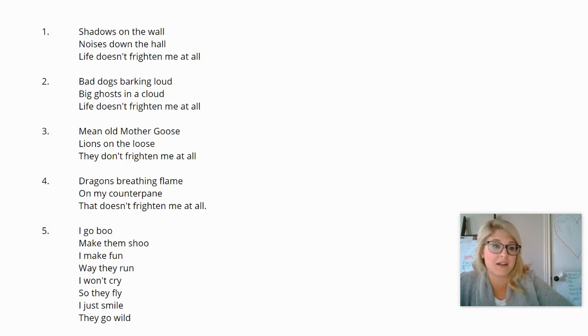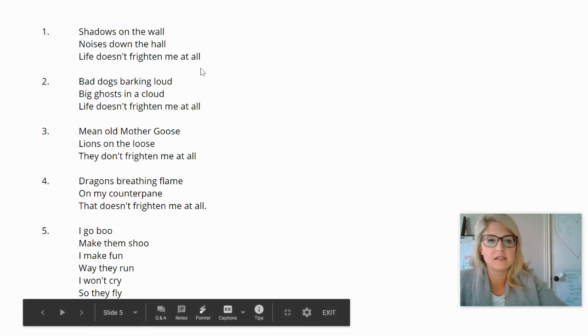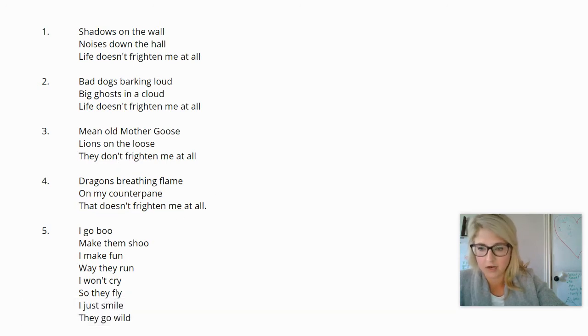So here's what I know. I know that reading is not just reading words, it's also thinking. So I see some things that I look out for: repeated words. When I see repeated words as a reader, I go, I need to pay attention to that. So I see life doesn't frighten me at all, repeated several times. So I know that's super important.